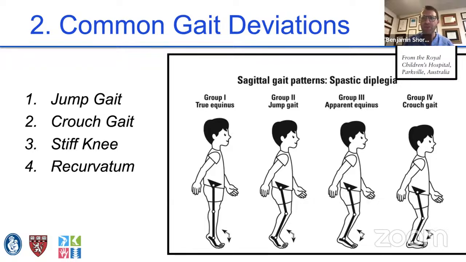And then more recently, Jill Rodda and Kerr Graham came up with the sagittal gait patterns that are kind of more typical. And this figure is great because it goes through 4 different gait patterns, which really show you the evolution of spastic diplegia as far as I'm concerned.